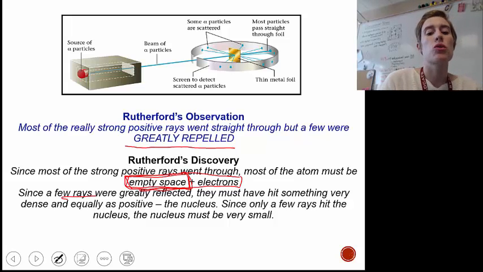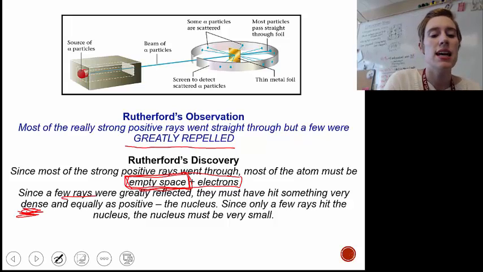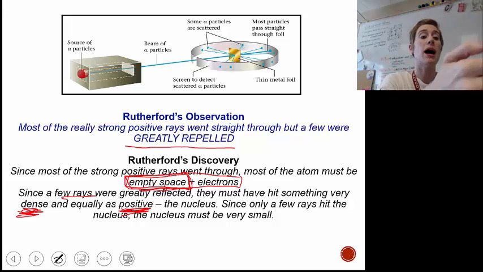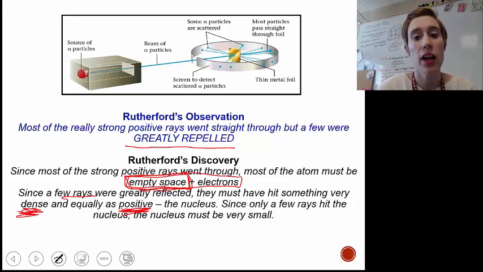Since a few rays were greatly deflected, it means they must have hit something very dense and positive. Because remember, he's shooting a positive ray. So the only way the positive ray would come back at him is if that positive ray hit something else that was positive, okay? So he's like, oh wow, I hit something. That means in an atom, there must be something that's really, really massive and really, really positive.